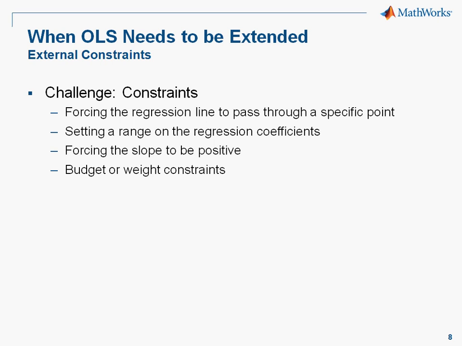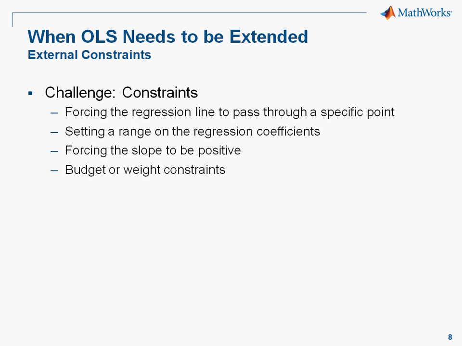This is another example where the assumptions that underlie ordinary least squares regression are valid. However, we're applying a set of additional restrictions onto the process. Some common examples where constraints get applied to regression problems include constraining the regression line to pass through a specific point, constraining the regression coefficients to take a specific value or fall within a specific range, forcing the regression line to have a positive slope, or for that matter, the third derivative to be greater than 0, or applying budget or weight constraints. Some of the simpler versions of this problem can be handled by Curve Fitting Toolbox.